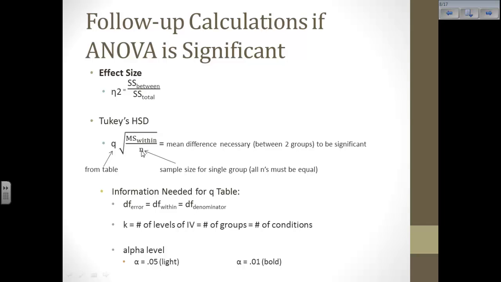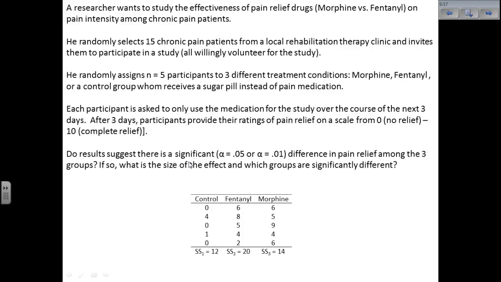So let's say that you had 4 groups of 5 participants in each group. Well, 5 would be your N, not 20, not the total number of participants, just the number of participants for a single group. So let's go ahead and work through an example of a hypothesis test with ANOVA, and then how to calculate effect size, and then figure out which groups are significantly different using Tukey's HSD.